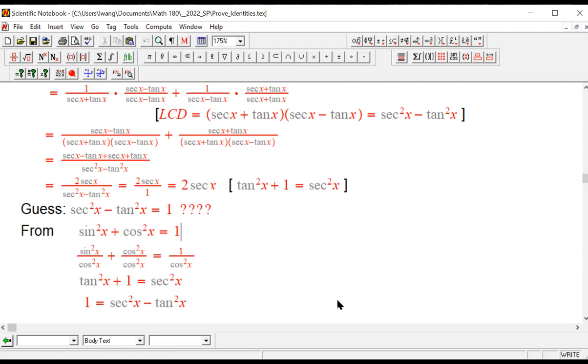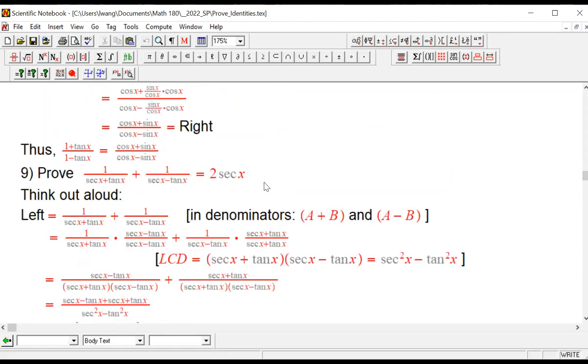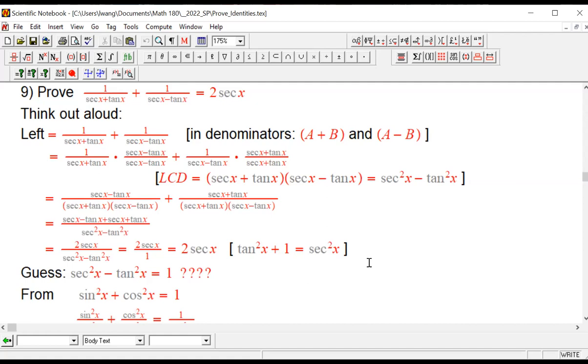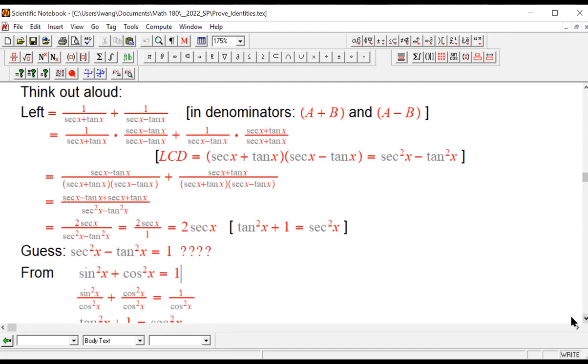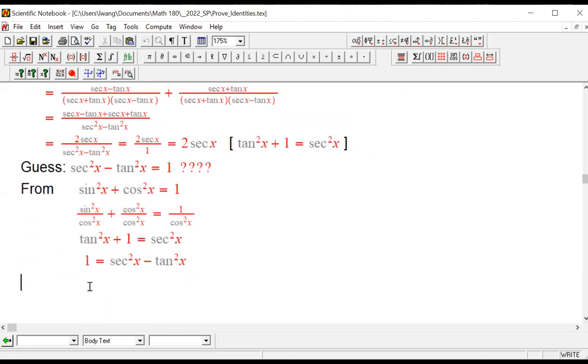So we can see along the way, because we know the left and we also know the right, we know we're trying to prove left is the same as right. So we have a direction to go when we prove these identities. That's the nice part about it. So you know where you're going. So with all this said and done, let's put the proof together.